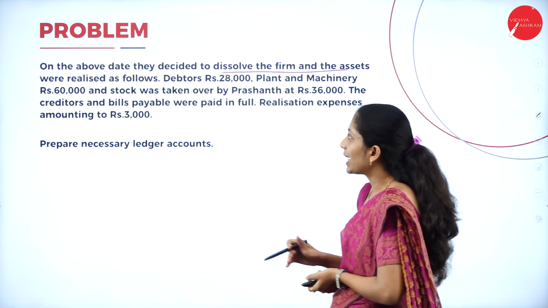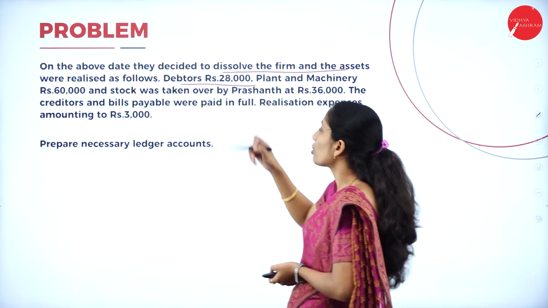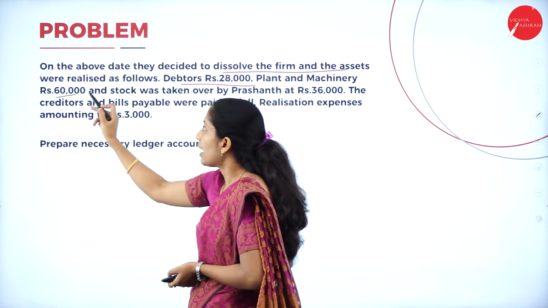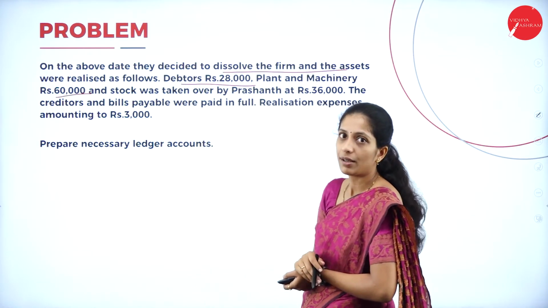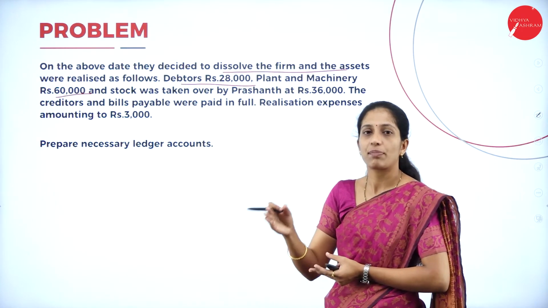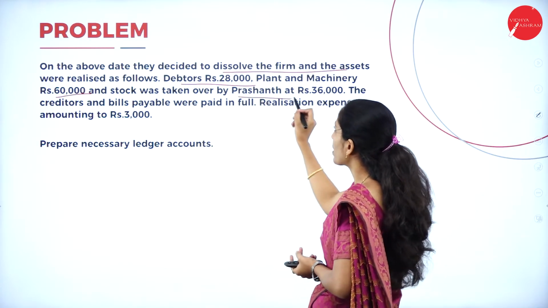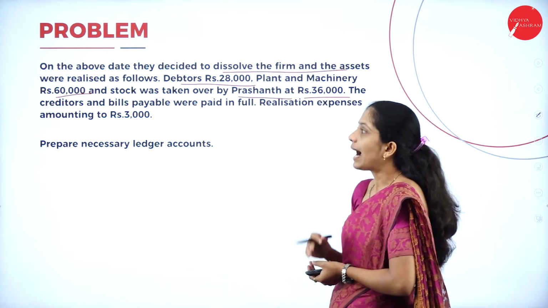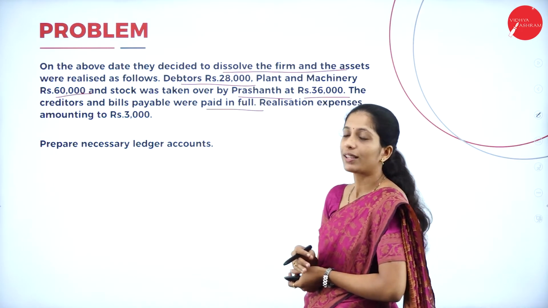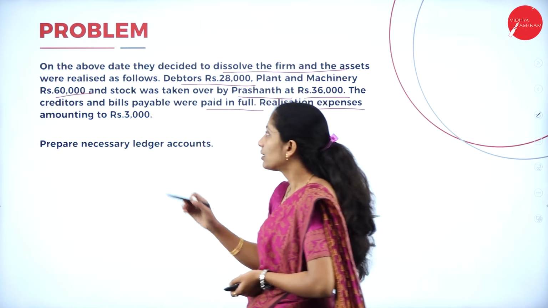And the assets were realized as follows. They have sold certain assets like debtors at rupees 28,000, plant and machinery at rupees 60,000, and stock was taken over by Prakash. Now, certain assets have been sold and certain assets have been taken over by the partners itself. Now, stock was taken over by Prashant at rupees 36,000 and creditors and bills payable were paid in full. So, they have paid all the liabilities. Realization expenses amounting to rupees 3,000.